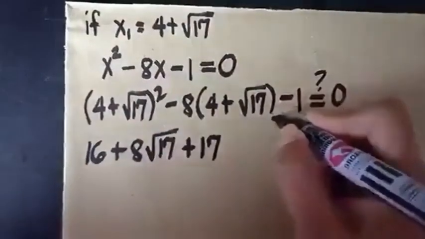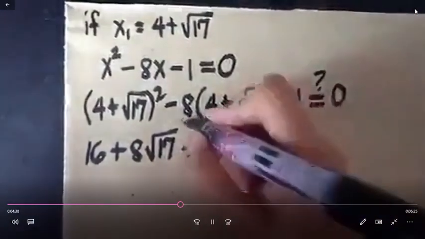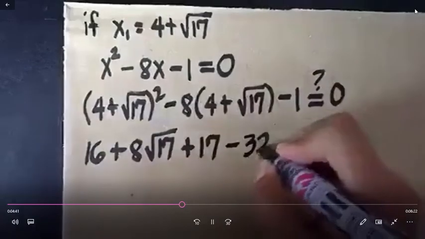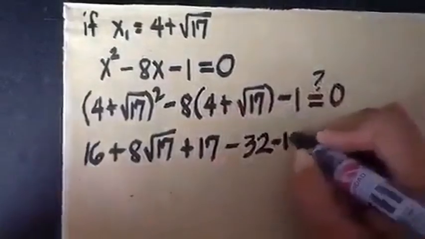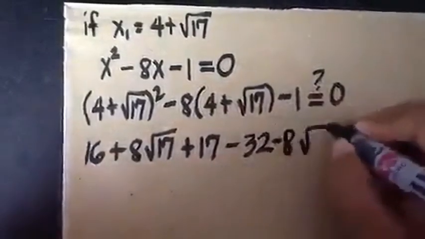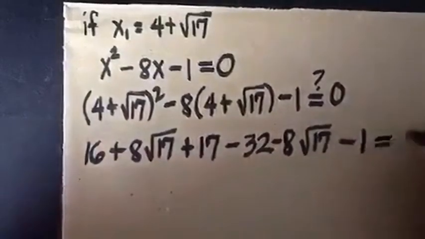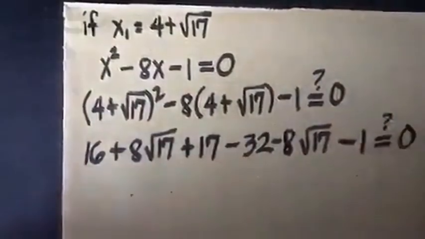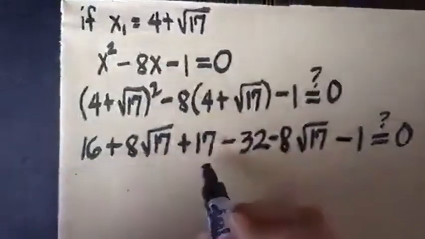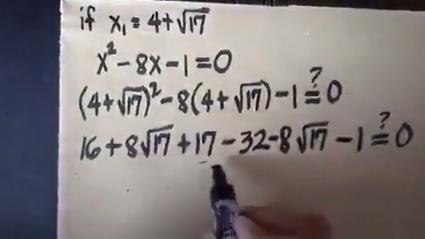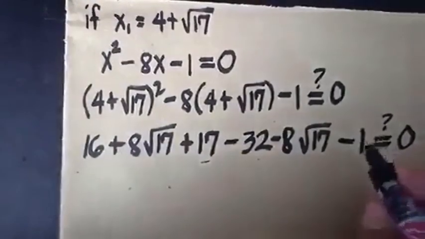Then, next one, we're going to distribute negative 8 to 4 plus the square root of 17. So, therefore, negative 8 times 4 is negative 32. Negative 8 times positive square root of 17 is negative 8 square root of 17, minus 1. Bring down 1 actually. So, is it equal to 0? Okay, so combine similar terms. We have 16 plus 17. So you have 33 minus 32 is 1 minus 1. So therefore we have 0.